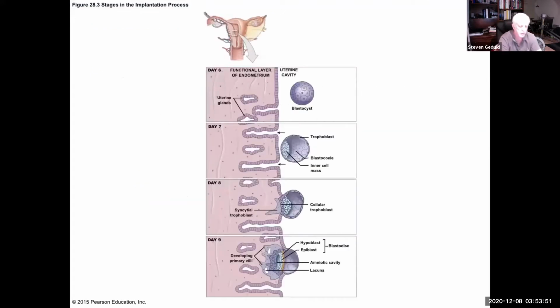Okay, so here's your blastocyst. Remember your outer cells, your trophoblasts, they release hyaluronic acid and start to dissolve part of the uterine wall here, the endometrial lining. The egg starts to implant, and once it implants, this blastocele starts to form 2 layers. They form the amniotic cavity, and they form a blastodisc.